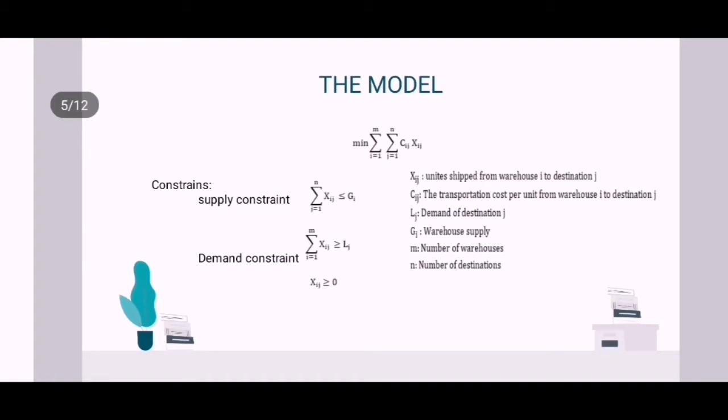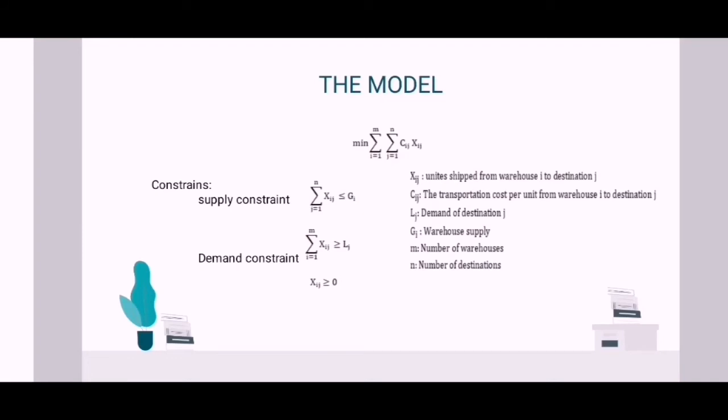The transportation problem is one of the subclasses of linear programming problems, where the objective is to transport a quantity of products from different factories to different destinations in such a way that the total transportation cost is at its minimum.